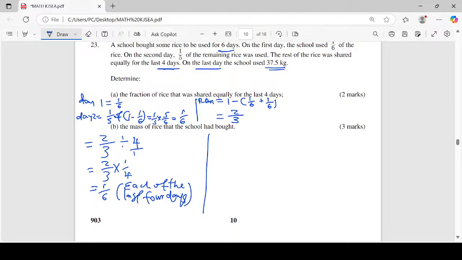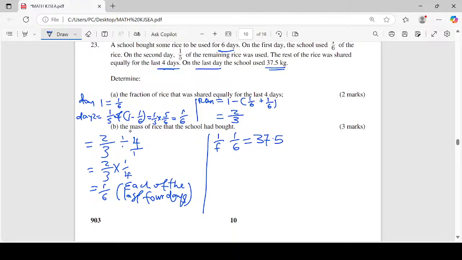So I can say that if 1 over 6 is equivalent to 37.5, because this 1 over 6 is also what was used on the last day, and that should be equivalent to the mass that was used, which is 37.5.